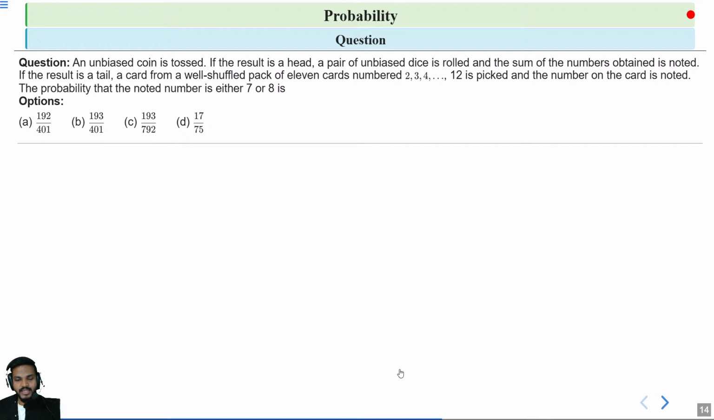Next, if the result is head, suppose when you toss a coin we get head. Okay, then a pair of unbiased dice is rolled.